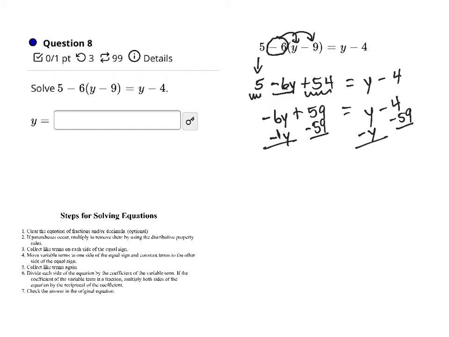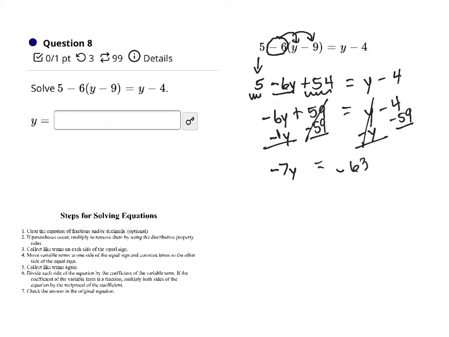So right here, -6y minus 1y. Signs are alike, we add, keep the common sign. So that's -7y. Here, the 59's cancel each other out, equals. Here, this got rid of that y. And now -4 minus 59, signs are alike, add, keep the common sign. So that's -63.